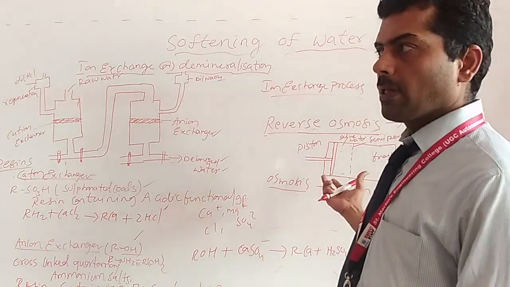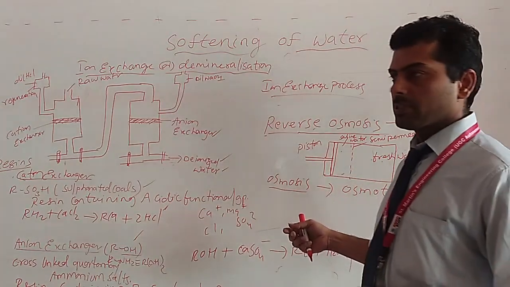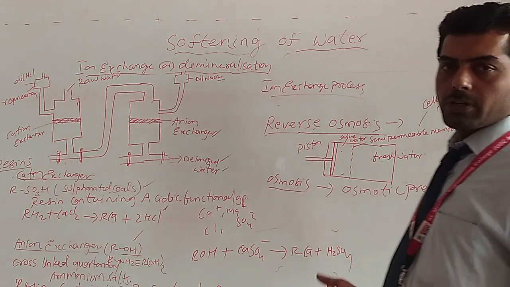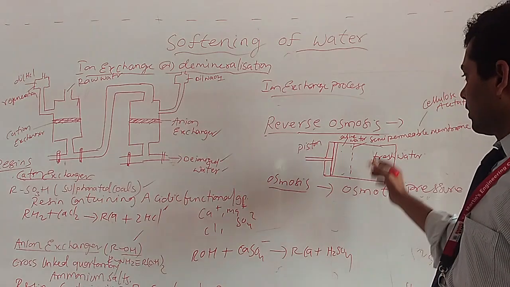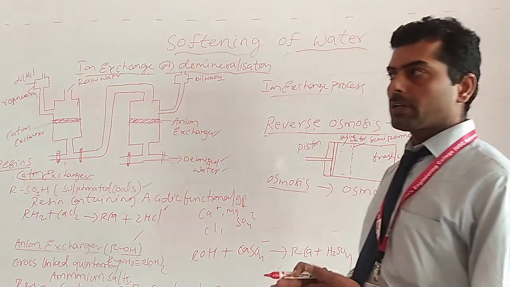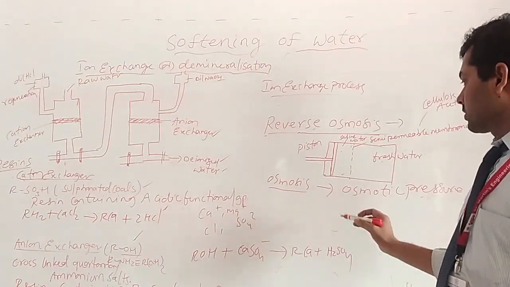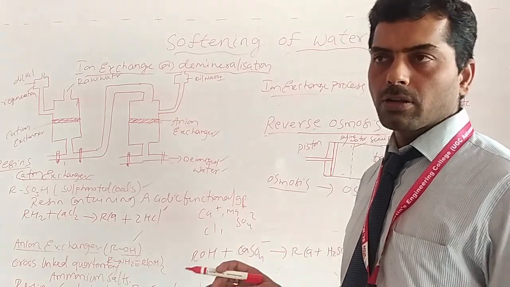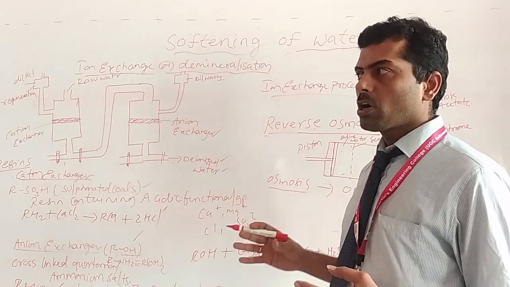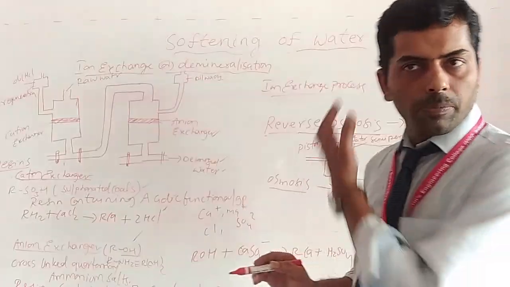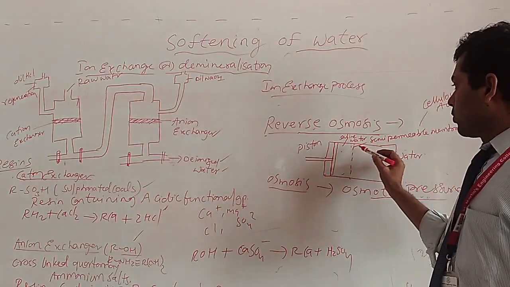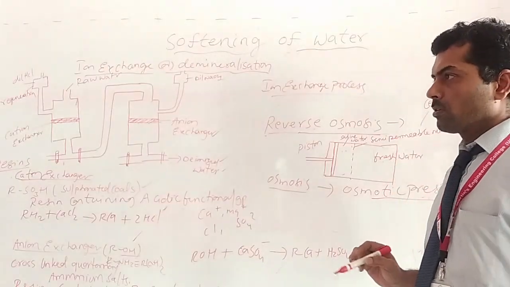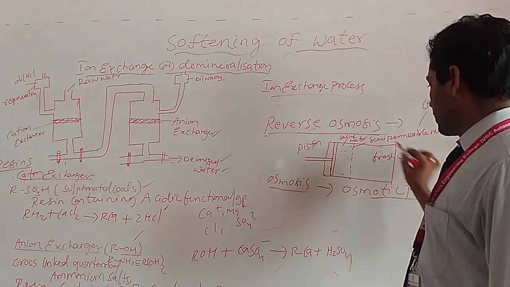So this is another process in the softening of water, that is reverse osmosis. In this process, the saline water is converted into fresh water, which is used for different types of activities by man. Here we can define the terms osmosis and reverse osmosis. Osmosis is the movement of solvent from lower concentration to higher concentration. The driving force for this osmosis is the osmotic pressure. The water having more concentration is the saline water, which has more salt content, and the water having lower concentration is the fresh water.